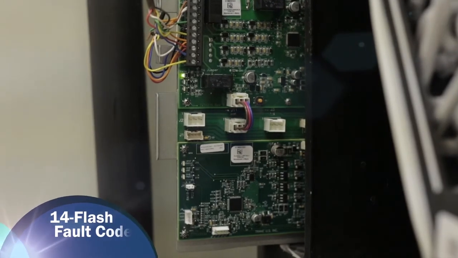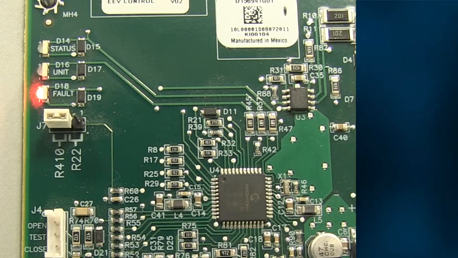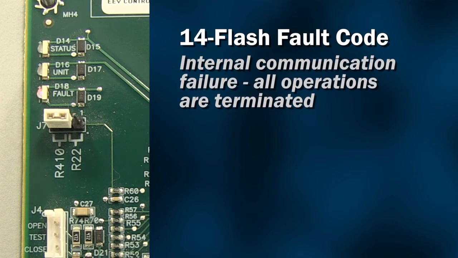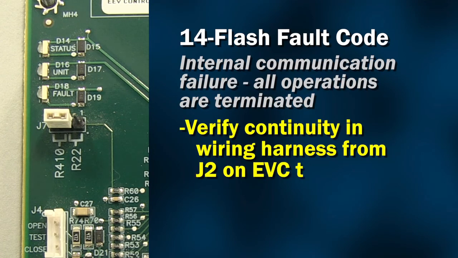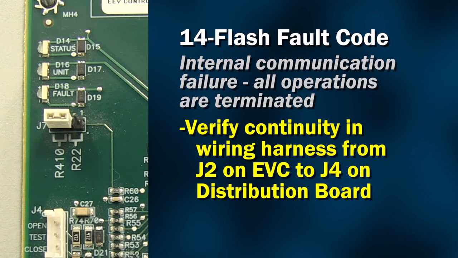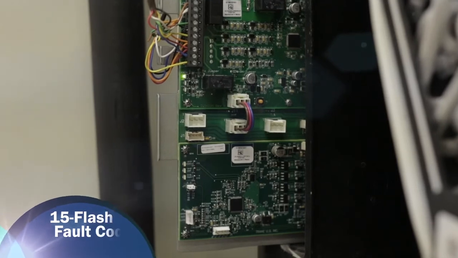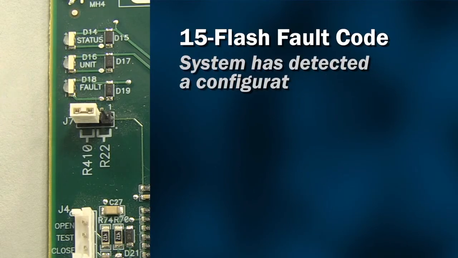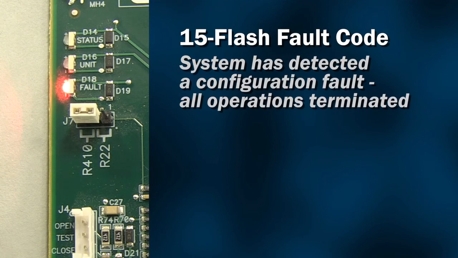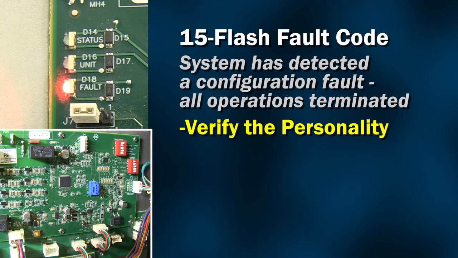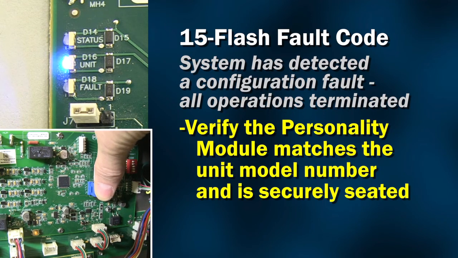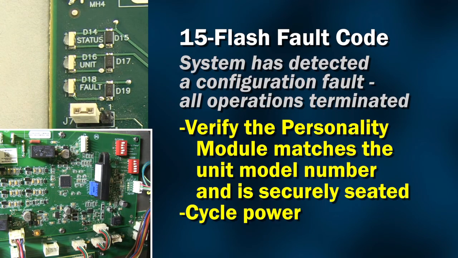14-flash fault code. An internal communication failure will signal a 14-flash fault code and all operations will be terminated. Verify harness continuity between J2 on the EVC and J4 on the distribution board. 15-flash fault code. A 15-flash fault code is triggered when the system detects a configuration fault and all operations will be terminated. Check that the personality module matches the unit model number and is securely seated onto the AFC board. Then cycle power to the unit.